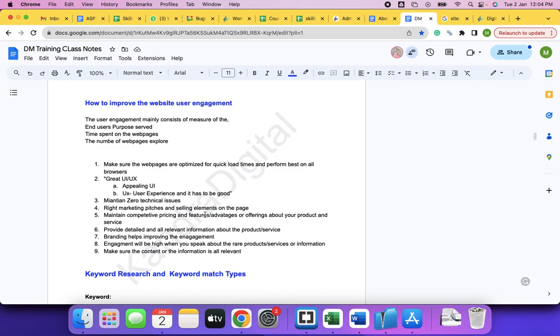So make sure the web pages are optimized, quick load time. This is discussed. Great UI UX. What is UI? UI is user interface. What is seen by your eyes is called user interface. You can see the fonts, colors, font sizes, the images. All this comes into user interface.